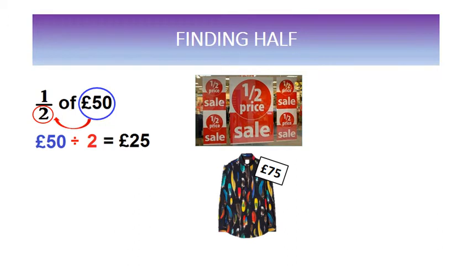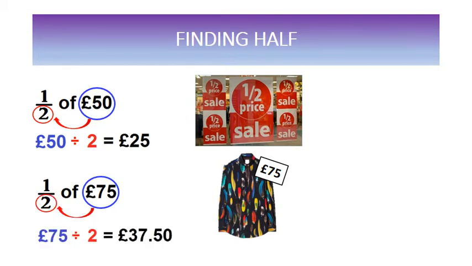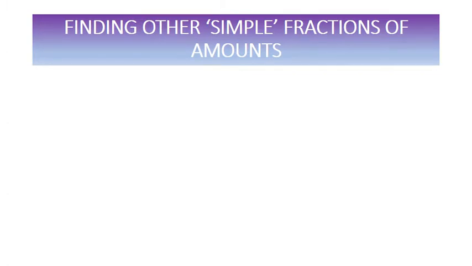Now here we've got a shirt with a value of £75. We want to find out what half of that would be. So again, we take the 75, we divide it by the denominator 2, and the answer is £37.50. And of course, if we can't do that in our head, we could simply do a written calculation. And that's explained in my video on division. Now let's look at some other simple fractions of amounts.